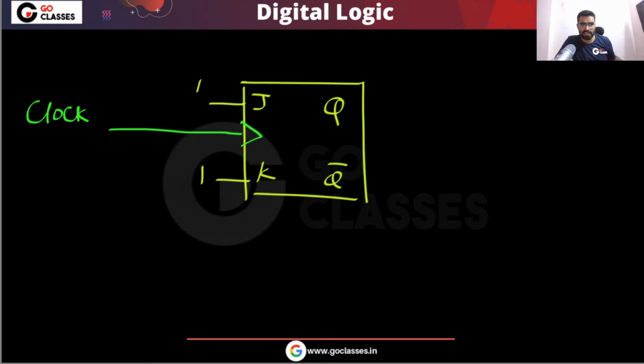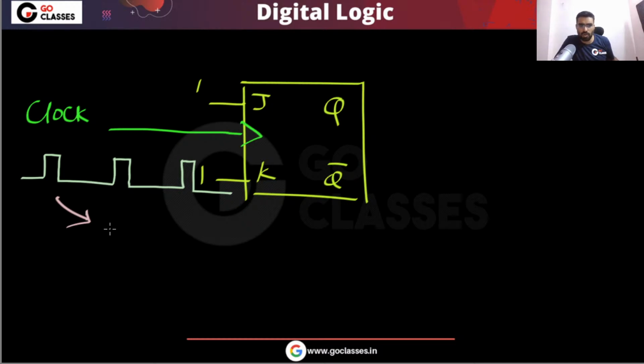Now this clock can be anything. For example, this clock can be like this. Tell me, is this clock uniform? For example, can I say this clock is a square wave? This clock, is it a square wave? No, this clock is not a square wave.